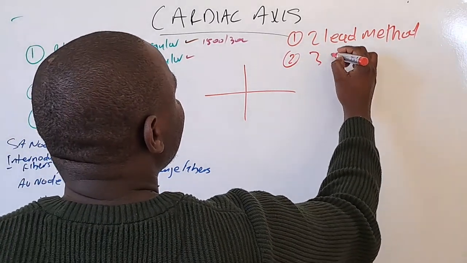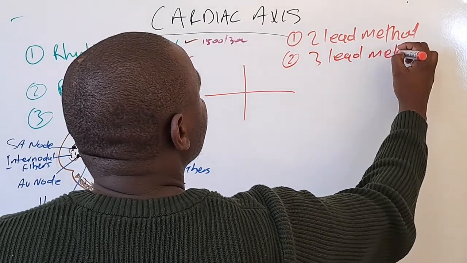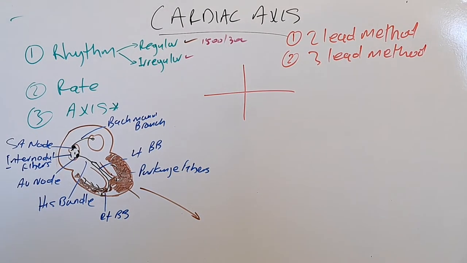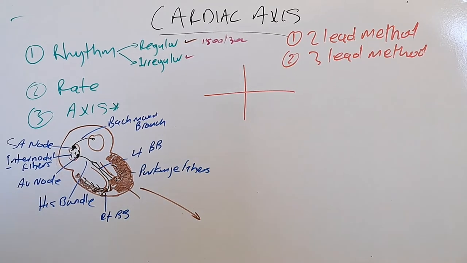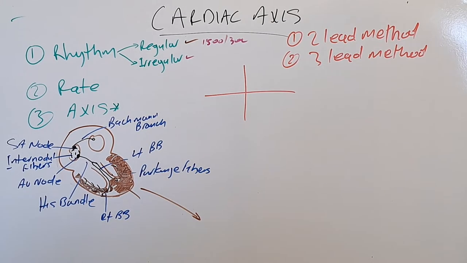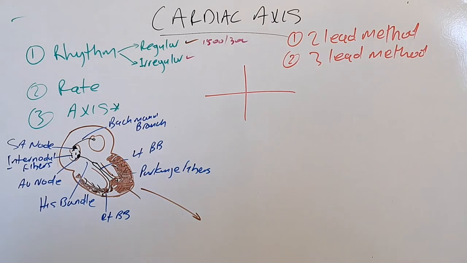Then the second method is the three lead method. The easiest, which we're going to be talking about, is the two lead. There are times where they will tell you that the cardiac axis is deviated to the left, or deviated to the right, or it's an extreme deviation. Those are the terminologies we're going to get to and try to understand. What does it mean to have a right axis deviation, a left axis deviation, or an extreme axis deviation? What is a normal cardiac axis? That's what we are trying to get to.